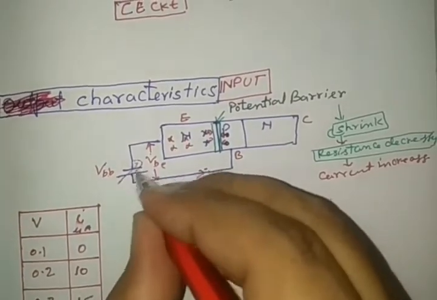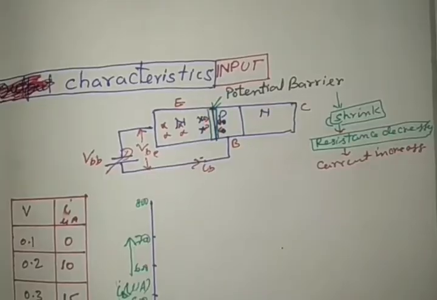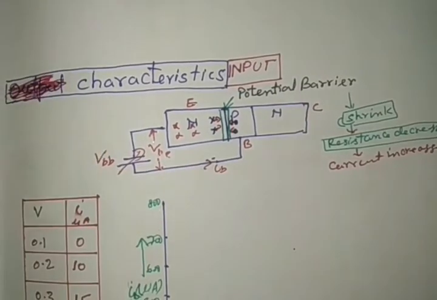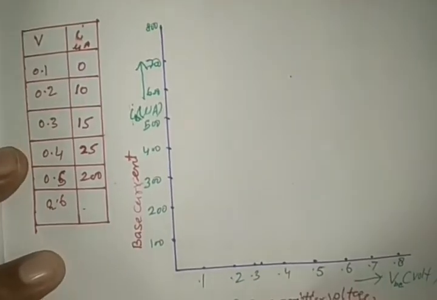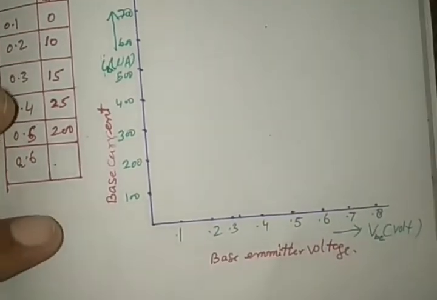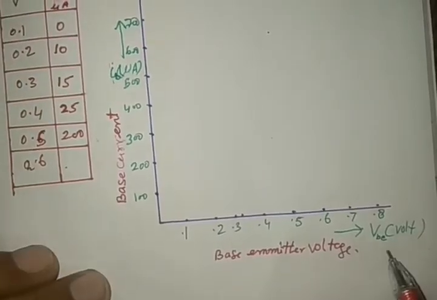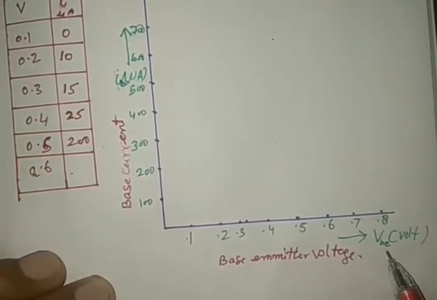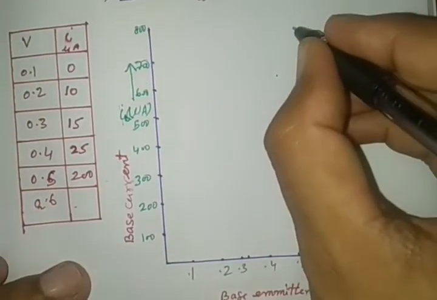It is a divider system. A supplementary diagram is here. So by changing this, a graph is plotted. See this graph very carefully. This graph is between base current IB versus base emitter voltage.